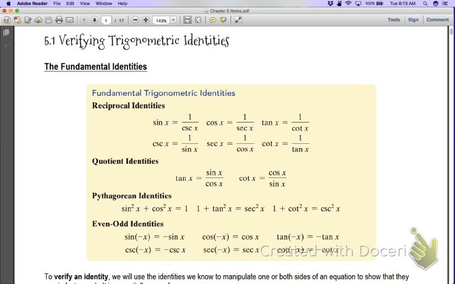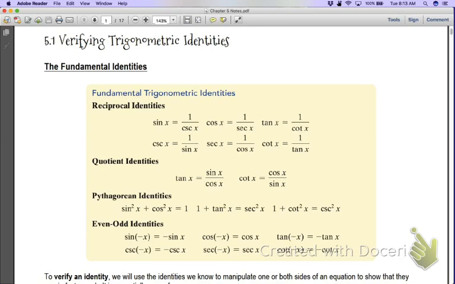We've already talked about reciprocal identities of sine, cosine, and tangent, and of cosecant, secant, and cotangent. A lot of this is stuff that you've already seen and done. Now it just comes to the part of verifying everything. The reciprocal identity is one of the first things we learned back in chapter 4, when we introduced all the trig functions.